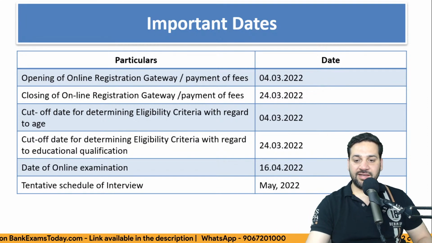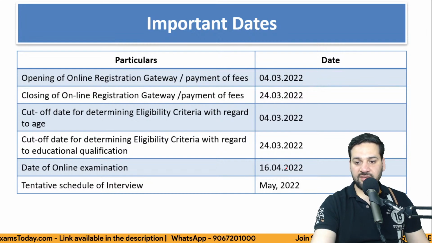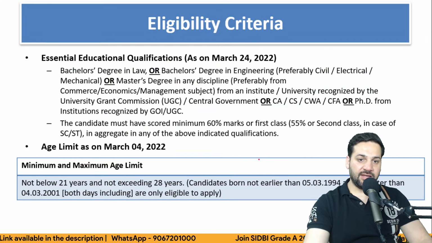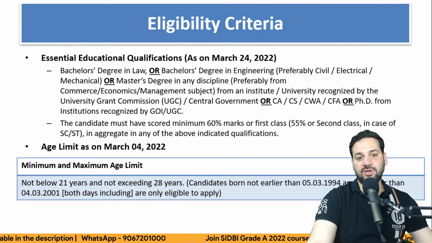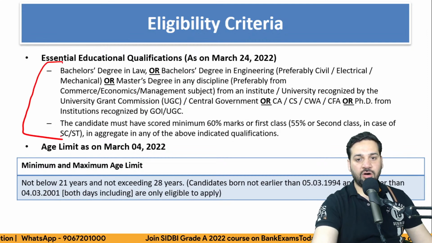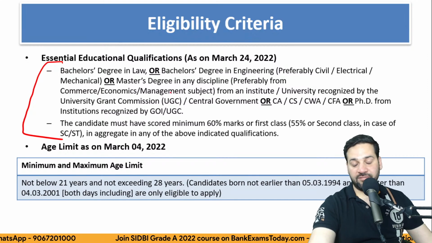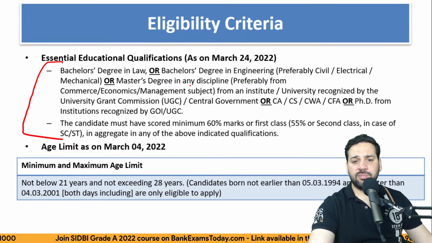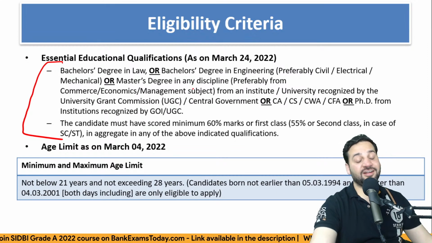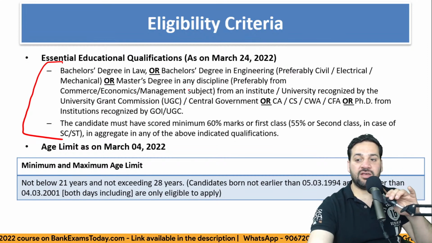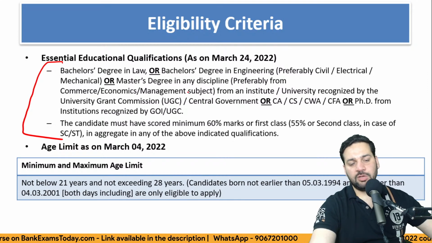And the date of the online examination is the 16th of April 2022. Then the eligibility criteria: students, you should have done a bachelor's degree in law, or your engineering, or a master's degree in any discipline, let it be commerce, economics, management, or even arts. That's fine. Or you have done CA, CS, CWA, CFA, or a PhD, then you are eligible.